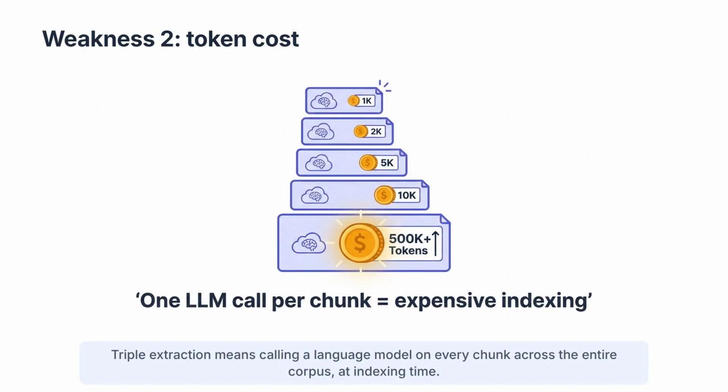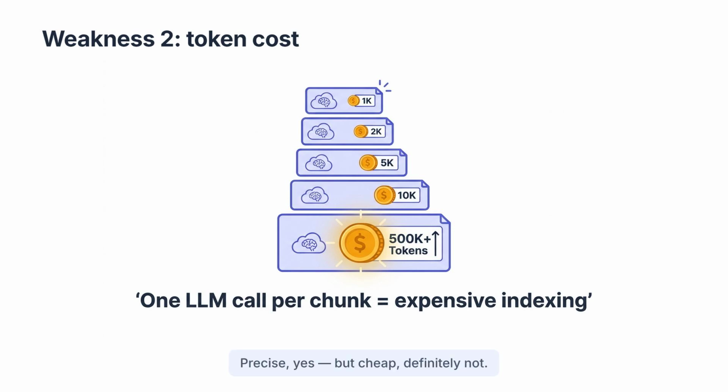The second cost is your wallet. Triple extraction means calling a language model on every chunk across the entire corpus at indexing time. For a big document set, that's a mountain of tokens before you've answered a single question. Precise, yes, but cheap, definitely not.